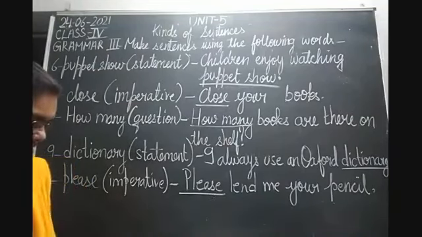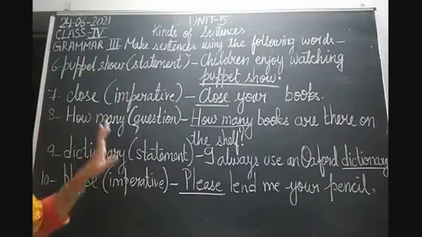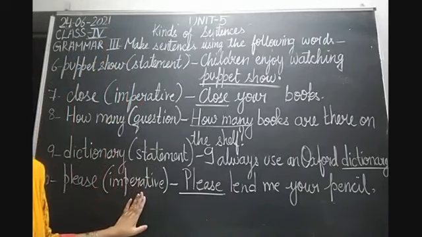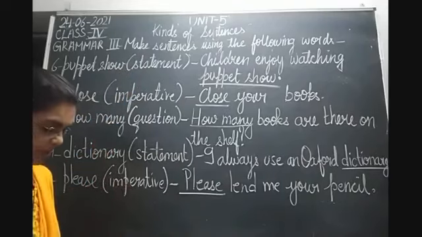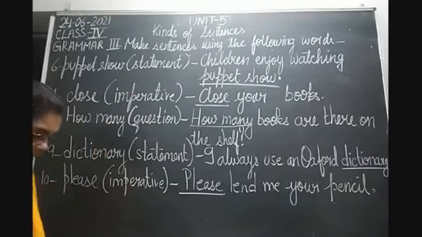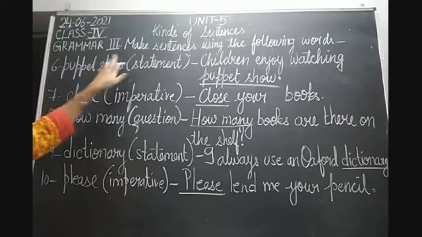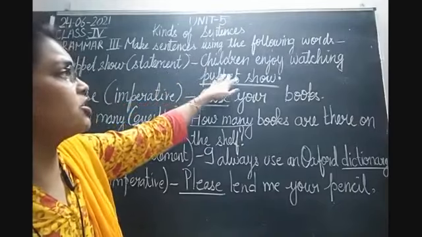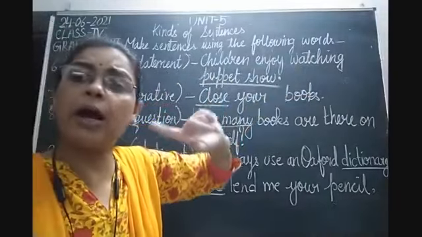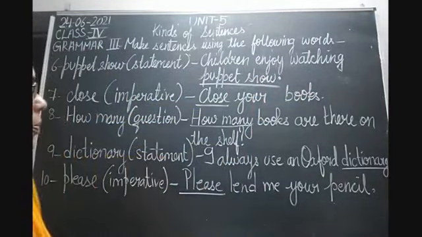Fine. So, with this, children, we have finished our Unit 5 kinds of sentences. I hope everyone is done. So, now I'm going to revise these 5 sentences, then I'm going to erase the board, and then I'll be starting with the next unit. Fine. So, the 6th word is puppet show, and you need to frame a statement. Fine. So, our sentence is, children enjoy watching puppet show. Keeping in mind, you always begin with a capital letter and end with a full stop.